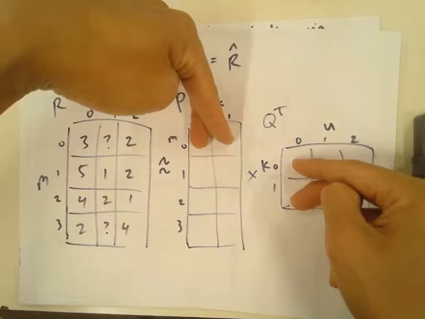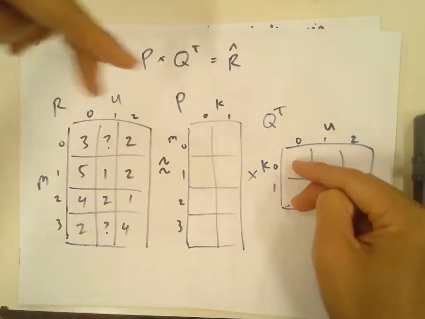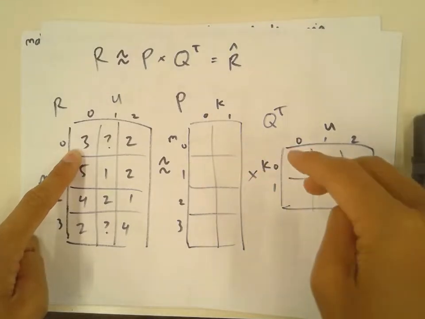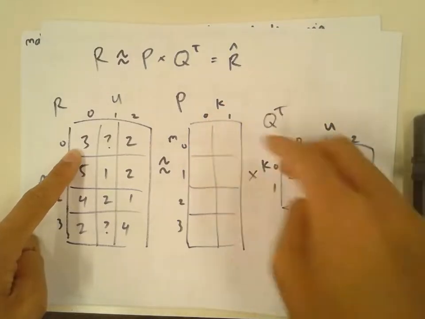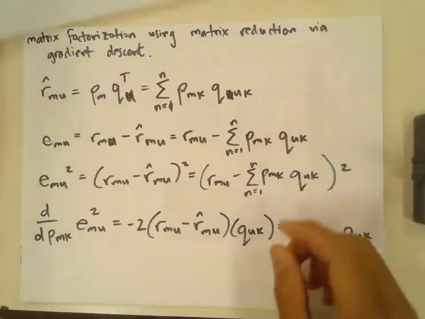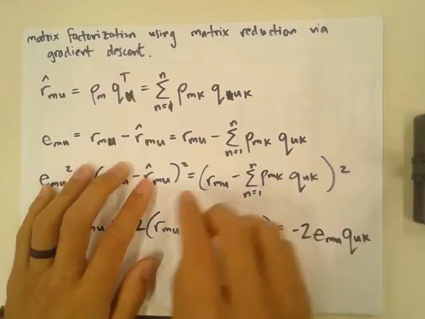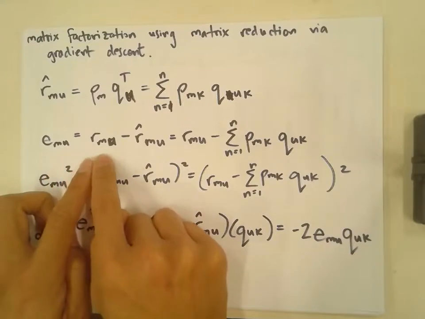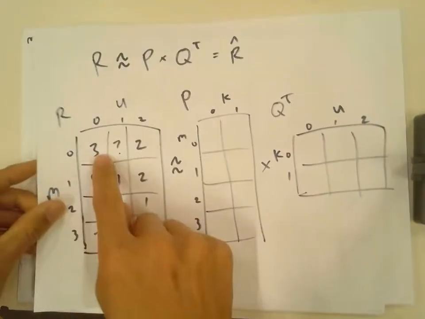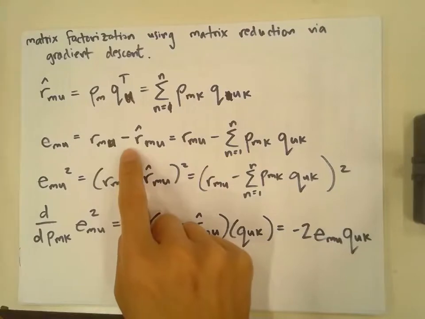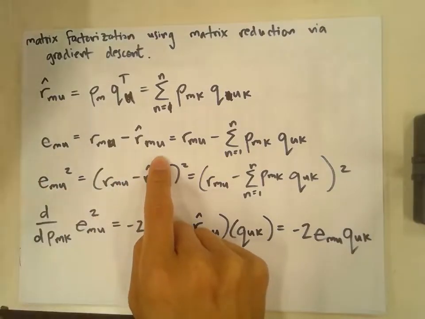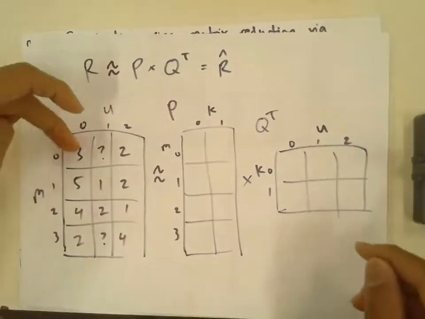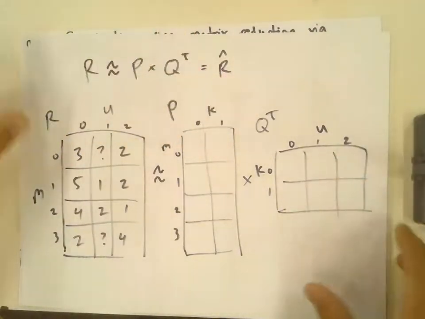Now we want to figure out how much of an error we have. And how do we figure that out? Well, we take the entry in the matrix that we're trying to approximate, and we subtract that number. So the error of mu is equal to r mu, which is this value, minus r hat mu, which we defined up here as being the row times the column. So it's basically that minus that.